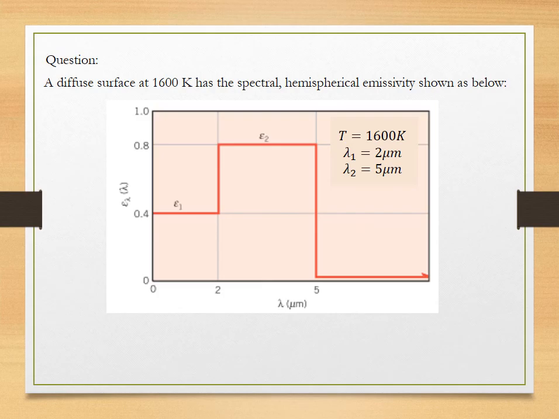So this is the graph, which we can refer to from here. This epsilon 1, or emissivity 1, is 0.4, and this one is emissivity 2, which is 0.8. Okay, so this one is 0. The question: determine the total hemispherical emissivity and the total emissive power.